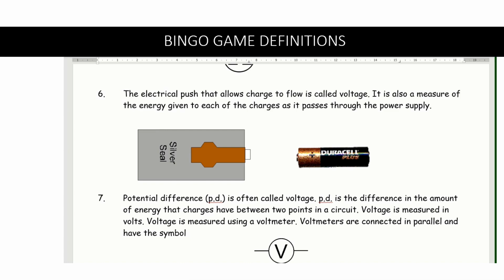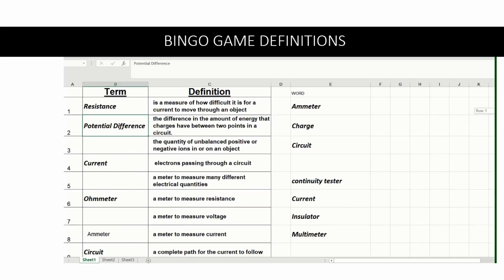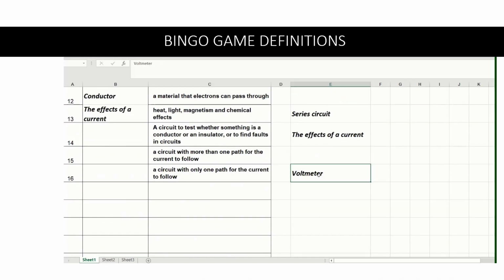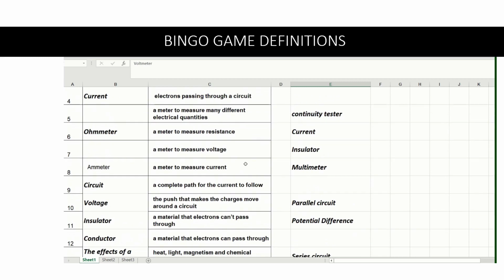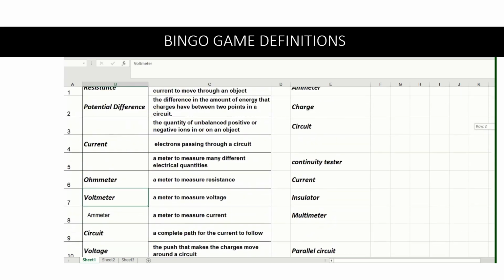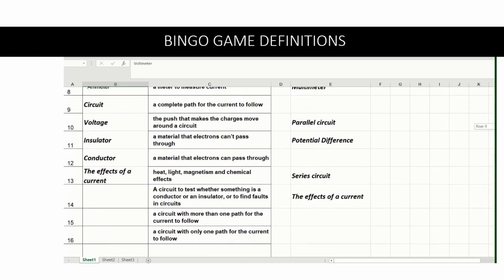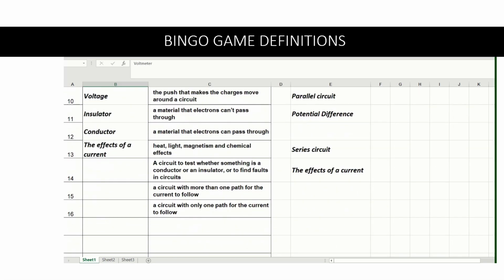Voltage is measured in volts. Voltage is measured using a voltmeter. So there's our next one. A voltmeter is a meter to measure voltage. How many have we got left? We should have just one left at the end. So we're nearly finished. I hope you've nearly finished your table too.